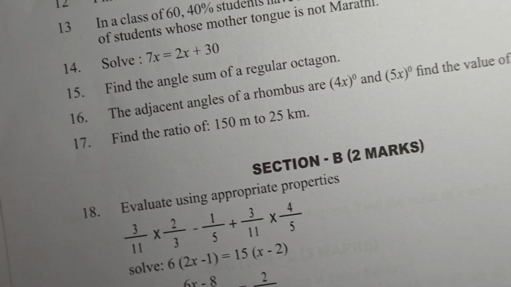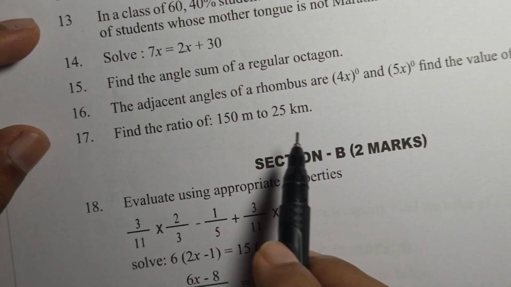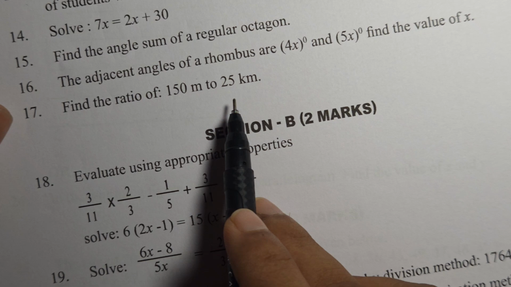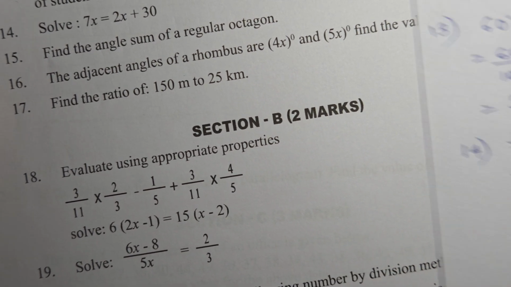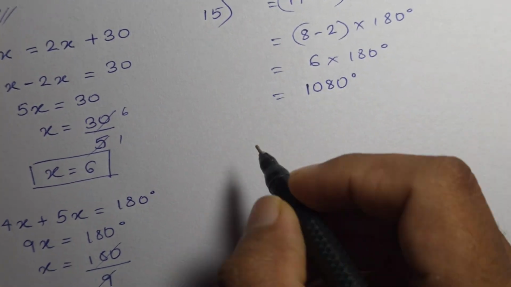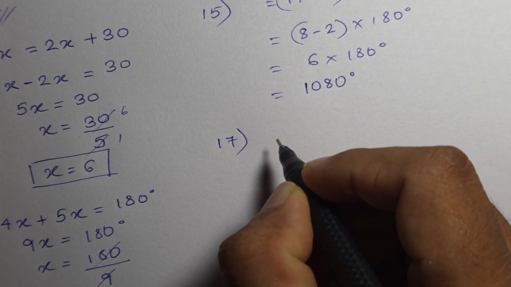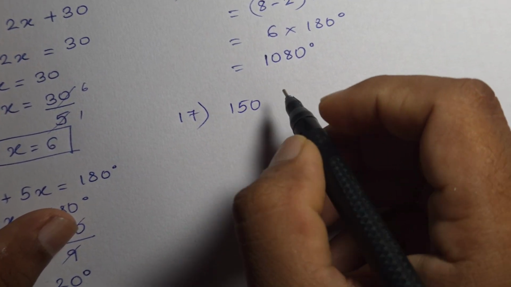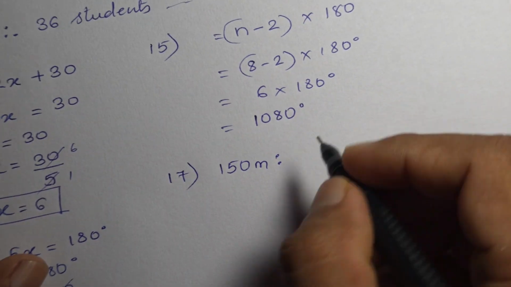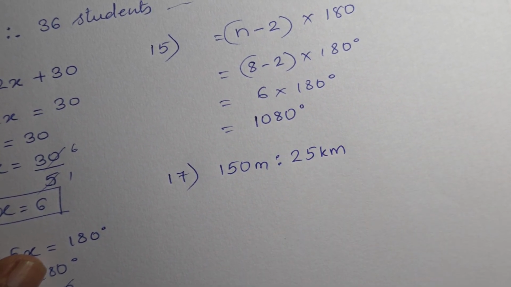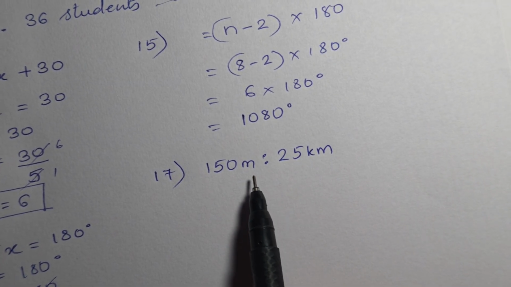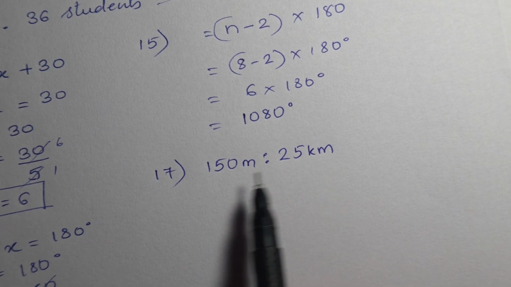Now let us go on to the last question, that is 17th from section 1. Find the ratio of 150 meters to 25 kilometers. The ratio of 150 meter is to 25 kilometer. First of all, I cannot keep it in different units, because when we follow SI units, the international system, we need to have it in the same unit.